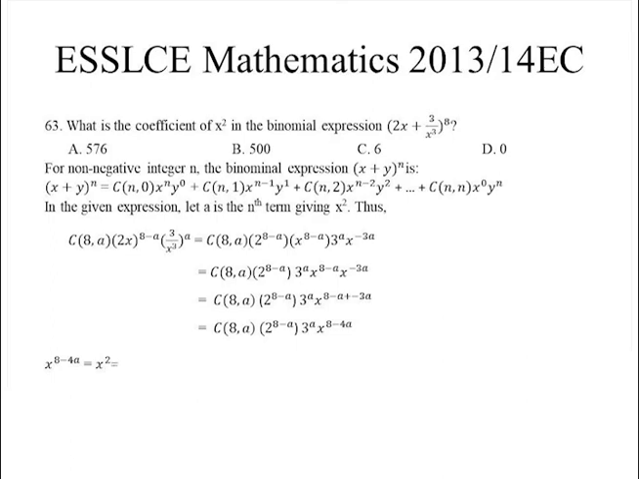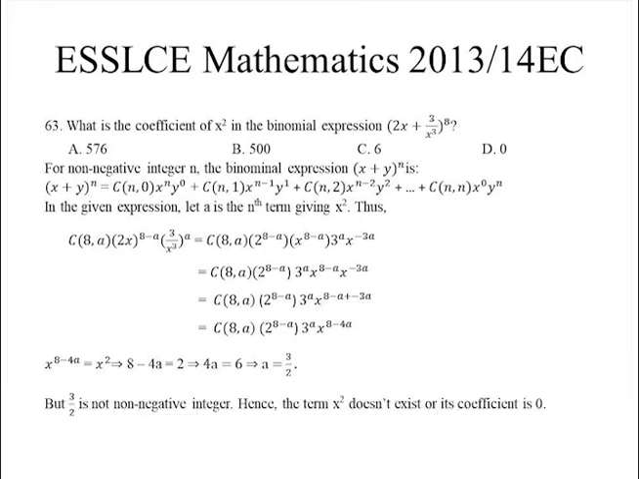Thus 8 minus 4a is equal to 2, meaning 4a is equal to 6. This implies a is equal to 3 over 2. But 3 over 2 is not a non-negative integer, hence the term x squared doesn't exist or its coefficient is 0. So the answer is choice D.